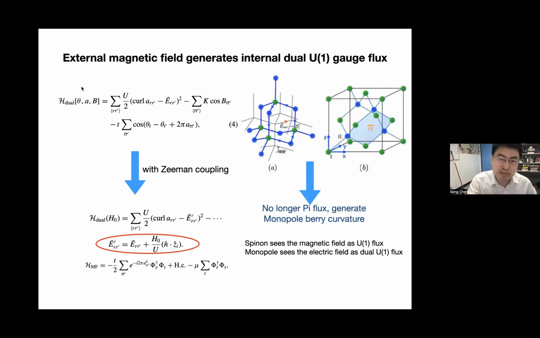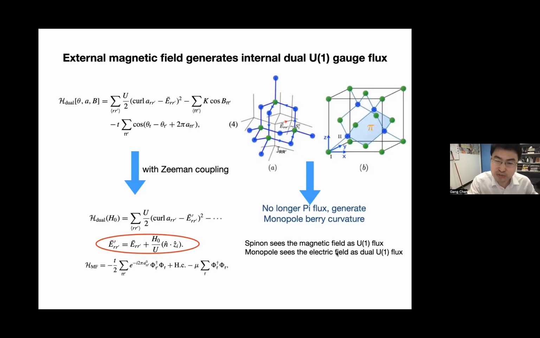Originally we have this monopole hopping on the dual lattice, minimally coupled to the dynamic U(1) gauge field. But with Zeeman coupling, the dual U(1) gauge flux is no longer pi flux with time-reversal invariance. With the magnetic field, it's no longer pi flux, which will generate monopole band curvature. So the E field is no longer the original one; there is an offset due to the external magnetic field. So the monopole hopping Hamiltonian will be modified.